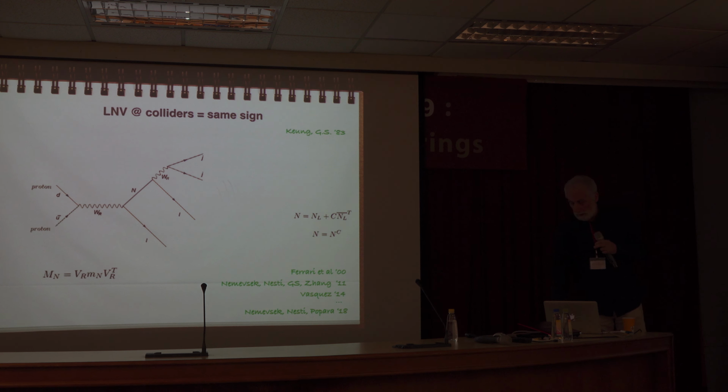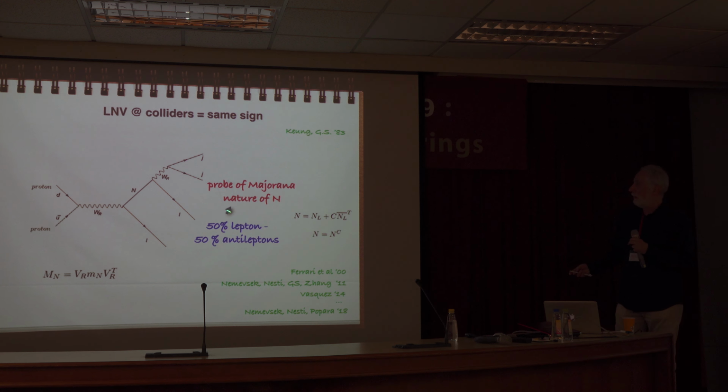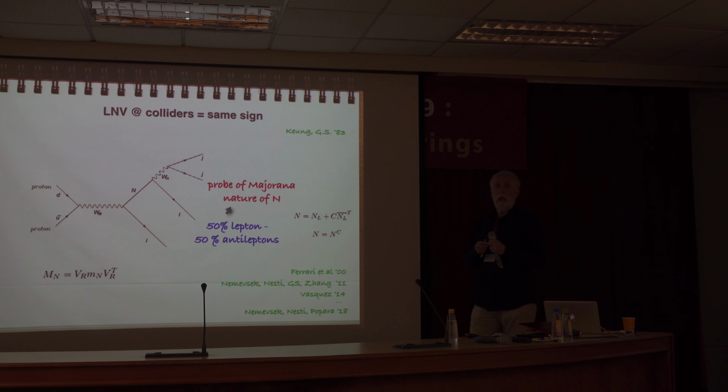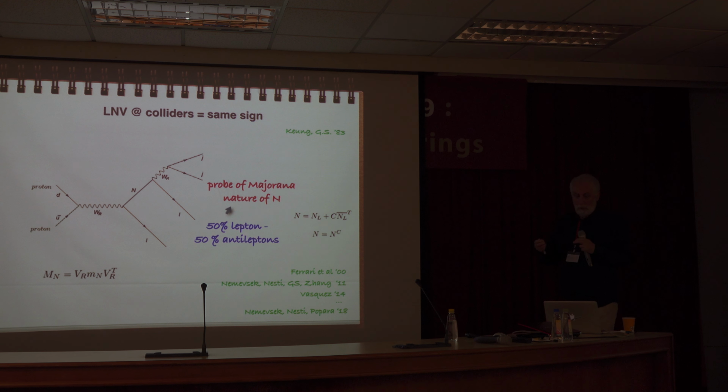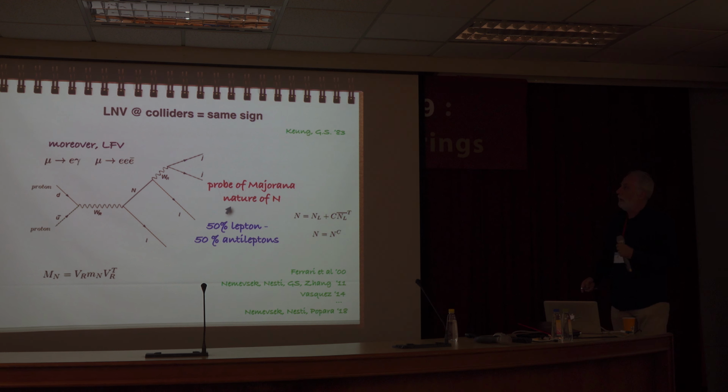And of course, once it's Majorana, by Majorana nature, it tells you that half of the time it will decay into a lepton, half of the time into an antilepton. And I think this is sort of worth stressing as a major thing. This is a unique way of probing the Majorana nature of a fermion. Okay, not an indirect thing. This guy is a Majorana if you see half of the time decaying into same and opposite signs. This, I'm saying, once it's produced on shell.